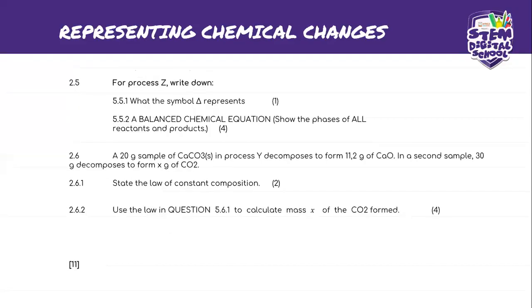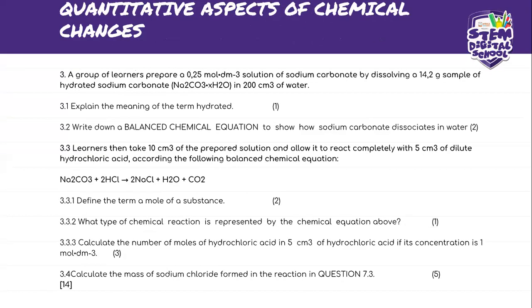Okay, and this is from 2.5 to 2.6.2, right? So we did question one, question two, the continuation of question two. As you can see, it starts from 2.5, process Z, write down the symbol, balance equation, and 2.6 is another problem, okay? And then this is our number three. The number three starts from 3.1 to 3.4.